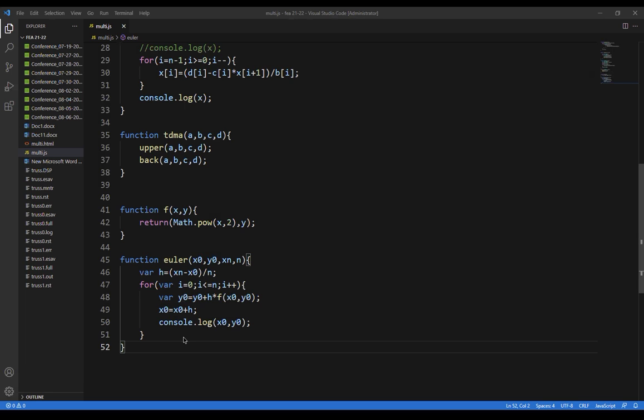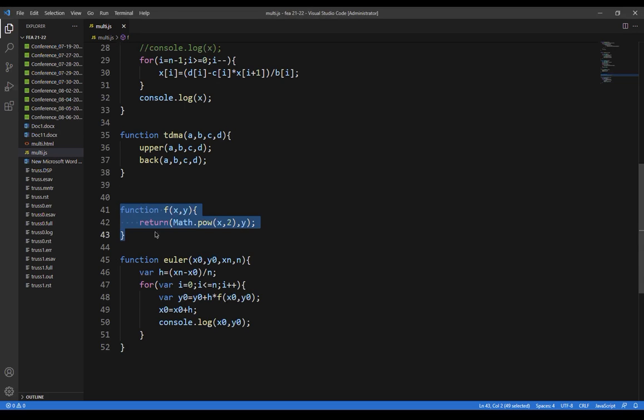Now we'll focus on the program of the Euler's method. Programming on this topic is the easiest one. Just let me know whether you are able to see my Visual Studio Code. Yes, sir. Okay.